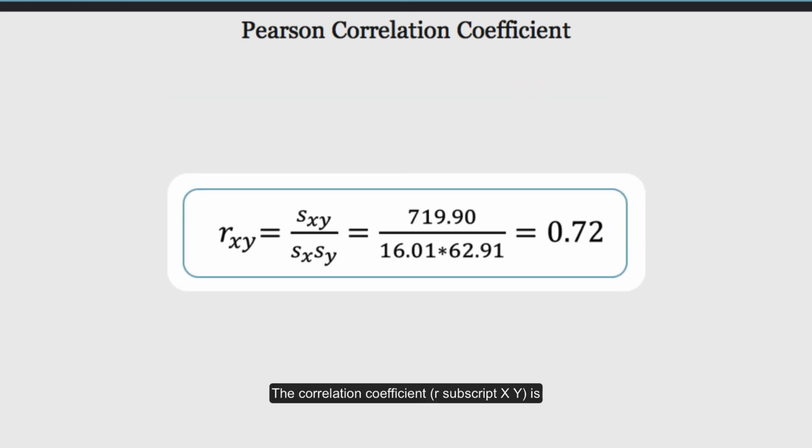The correlation coefficient, R subscript xy, is the covariance between x and y, divided by standard deviation of x times standard deviation of y, which is 0.72. We can say that the Pearson correlation coefficient between students' FCAT scores and attitude scores is 0.72. The question is what the coefficient of 0.72 represents. To answer this question, we're going to explore interpretations of a correlation coefficient in terms of the direction and strength of the relationship.